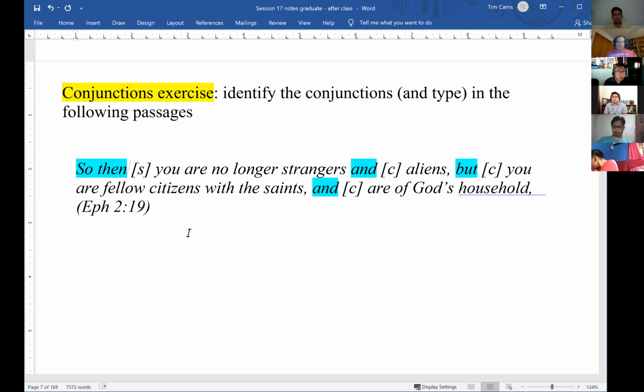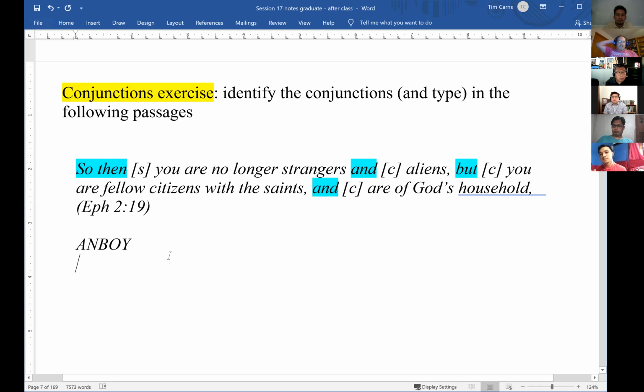And now what's the process to figure this out? First, we start with and boy. Do I see any and boy in the sentence? And you've picked those: and, but, and. And then any other conjunctions that are here are going to be subordinate. And the only other one in this verse is so then.